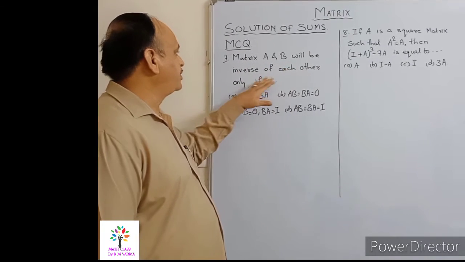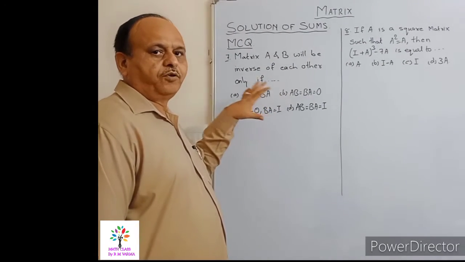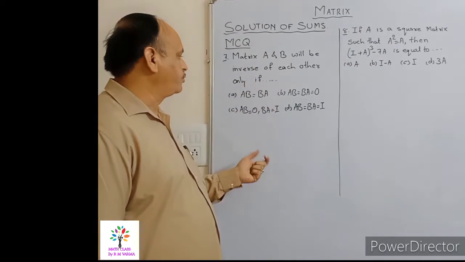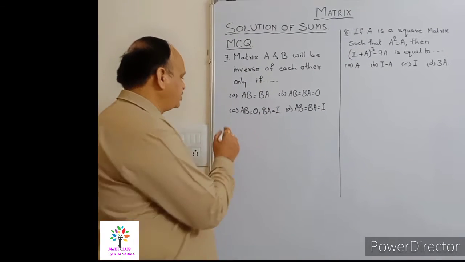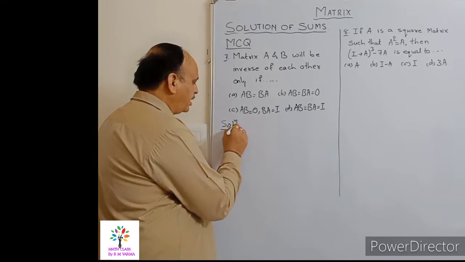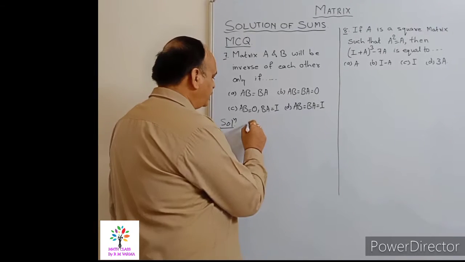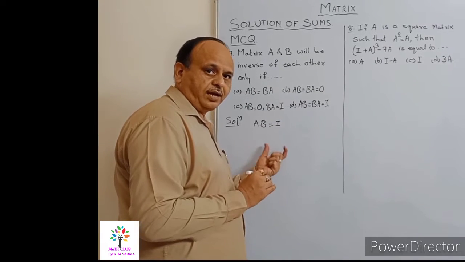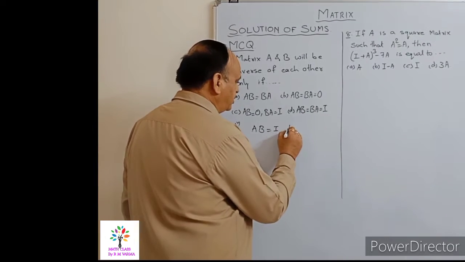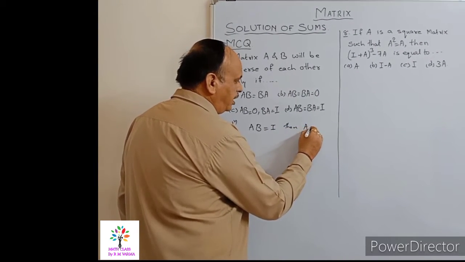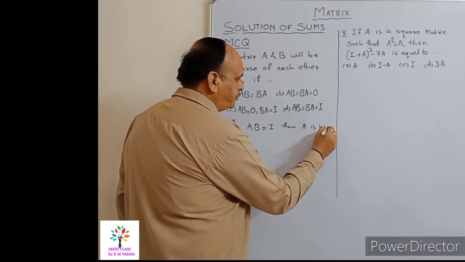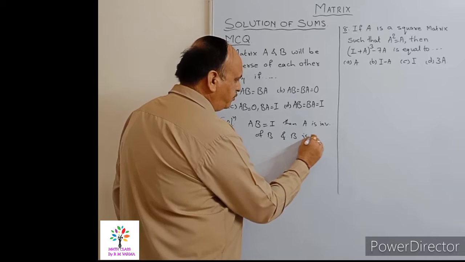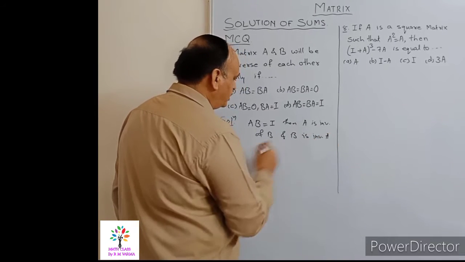Matrix A and B will be inverse of each other only if... You have to find out when they get inverse of each other. So to find out, as per the definition and also as per the theorem, AB equals I, then A and B are inverse of each other. Then we have A is inverse of B and B is inverse of A.